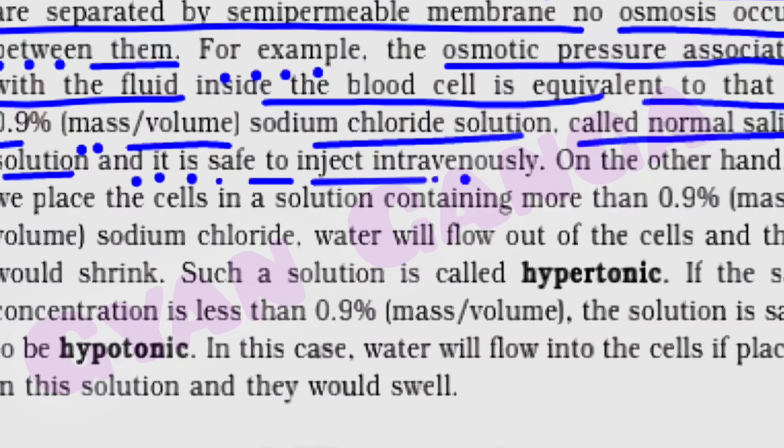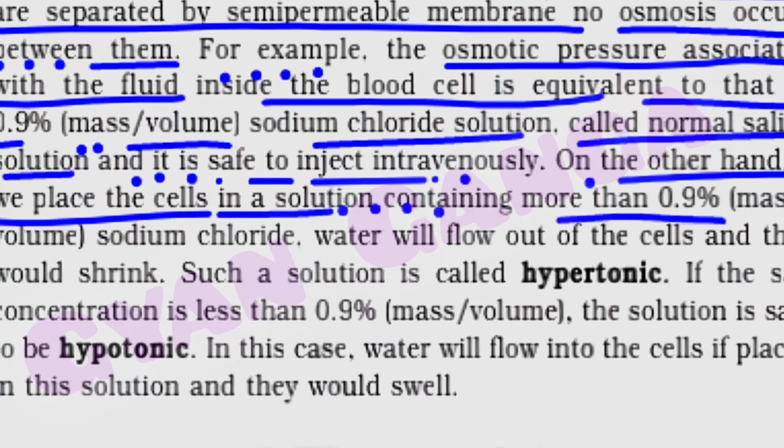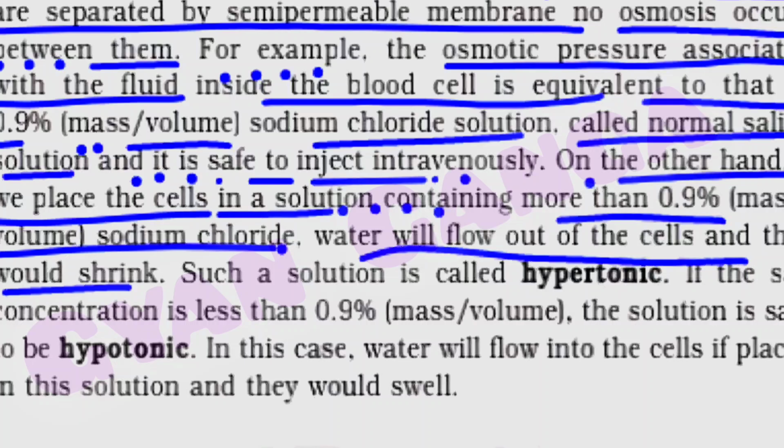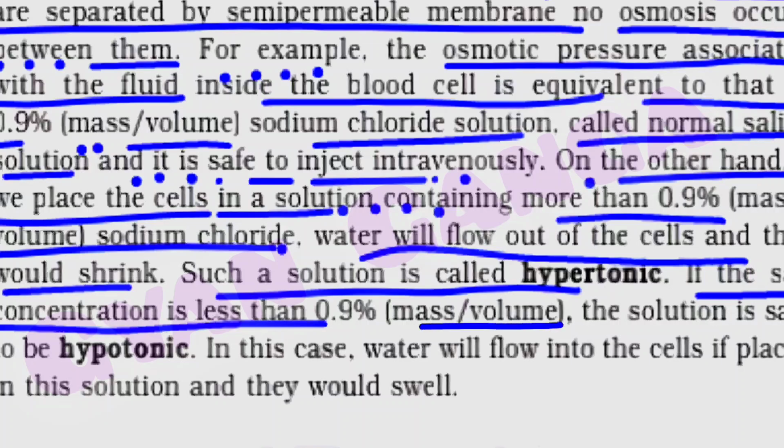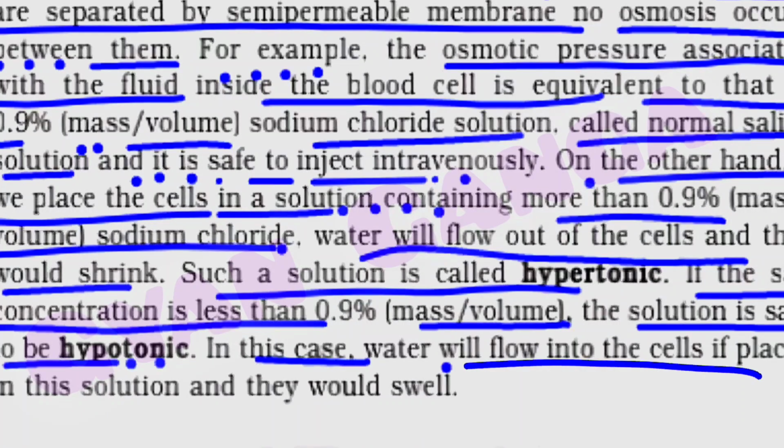On the other hand, if we place the cell in a solution containing more than 0.9% mass by volume sodium chloride, water will flow out of the cell and they will shrink. Such a solution is called hypertonic solution. If the salt concentration is less than 0.9% mass by volume, the solution is said to be hypotonic. In this case, water will flow into the cell if placed in the solution and they will swell.